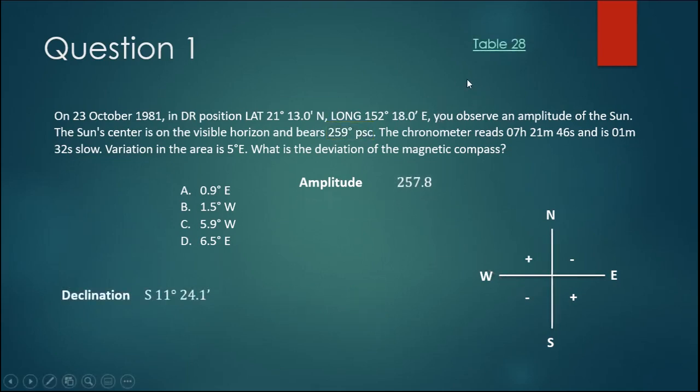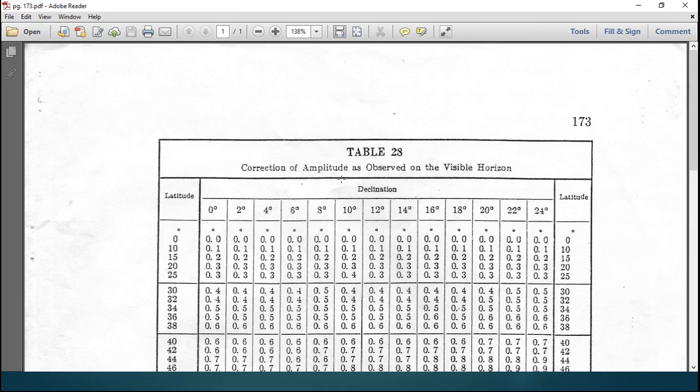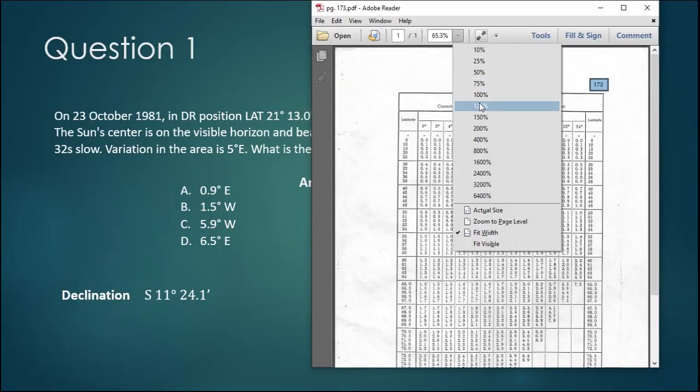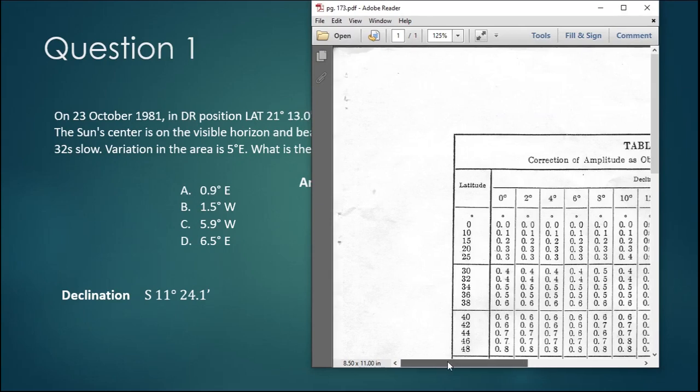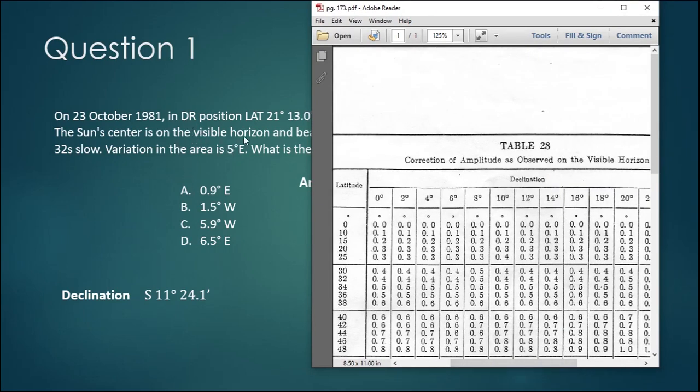So now that we have our amplitude is 257.8 degrees, because it's on the visible horizon, we have a table 28 correction. And this is table 28 here. In the exam room, you'll have a copy of the excerpts from Bowditch, and this table is on page 173 of those excerpts, and it tells you it's correction of amplitude as observed on the visible horizon right there. So if we blow this up a little bit and then look back at our problem, we see that our problem tells us it's on the visible horizon.